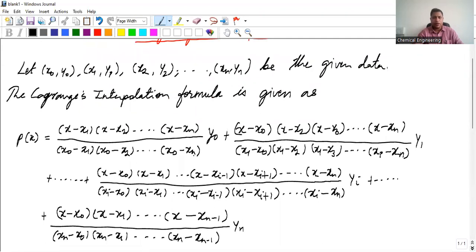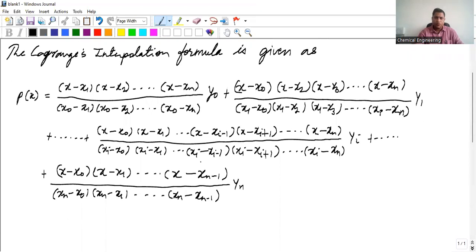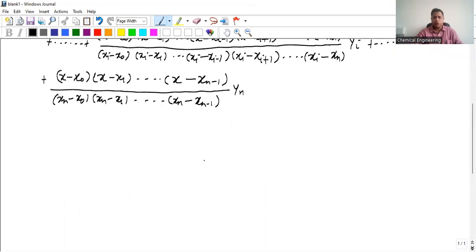Is there any doubt in this polynomial or in this formula? All of you are getting this formula? Yes, sir. That's good.